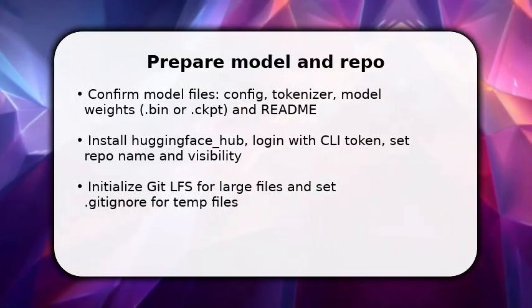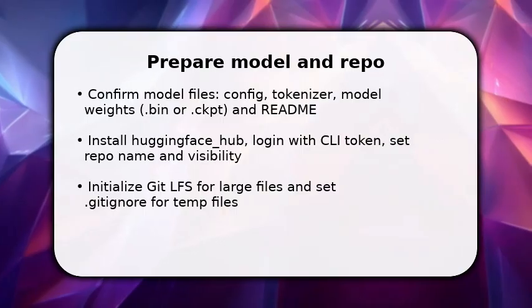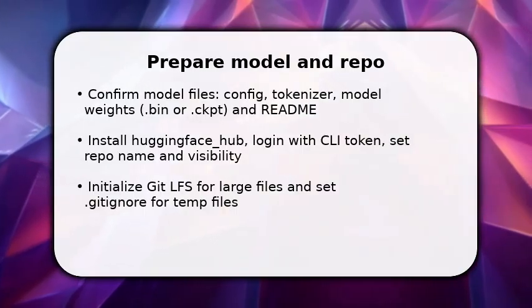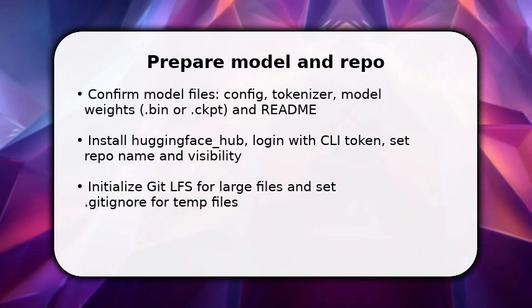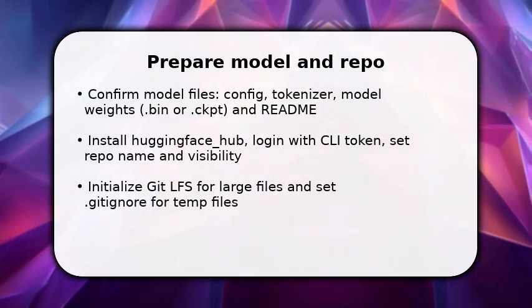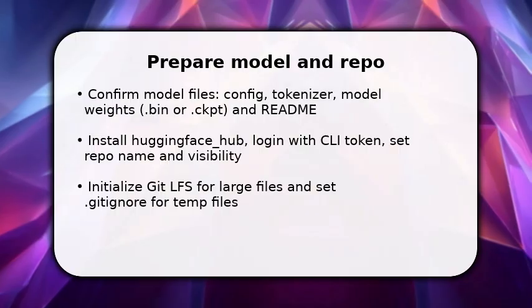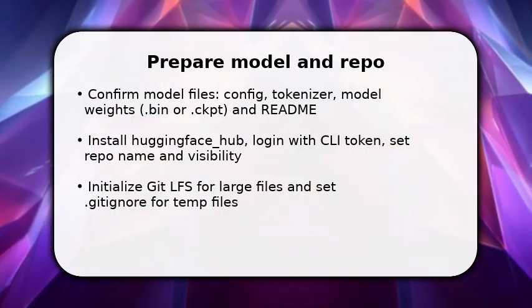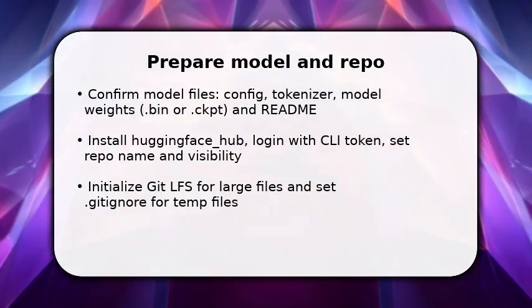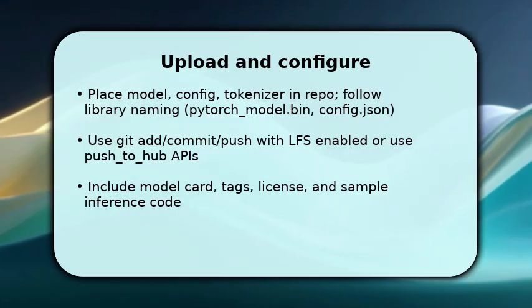Also create the repository on Hugging Face or via CLI, set visibility, and clone it locally. This gives you a controlled workspace and a direct path to push artifacts. You now move files into the cloned repo and follow naming conventions required by the library so auto-detection works.